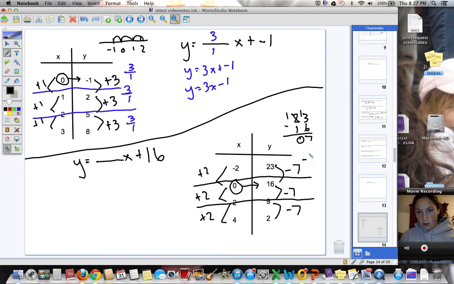So I put my y over my x, my rise over my run, my change in y over my change in x. And so that's all it is. It's my change in y over my change in x.